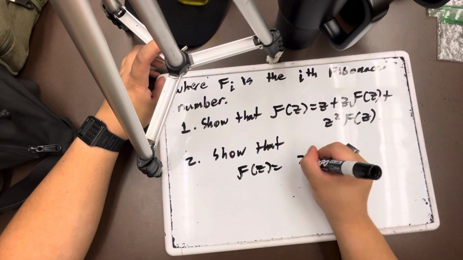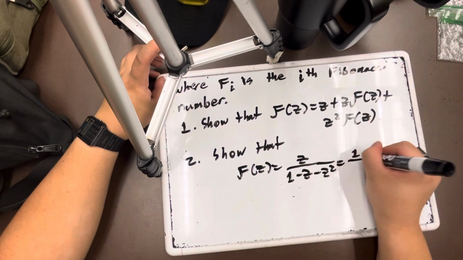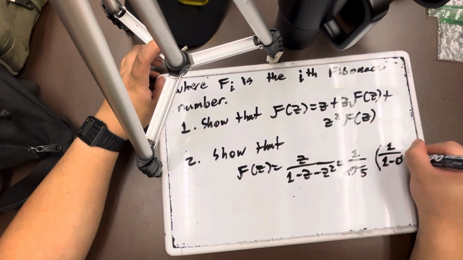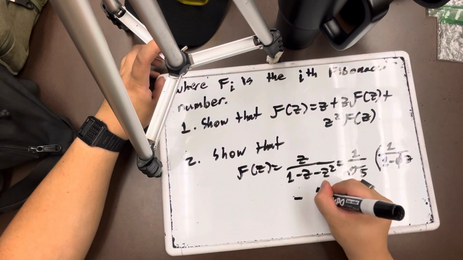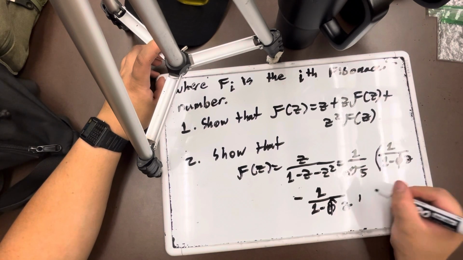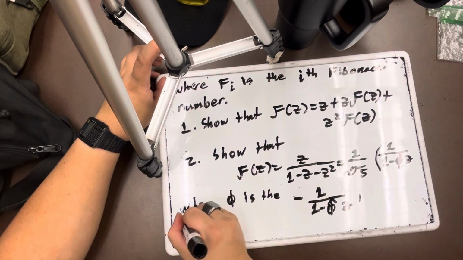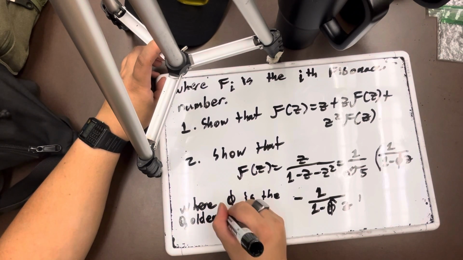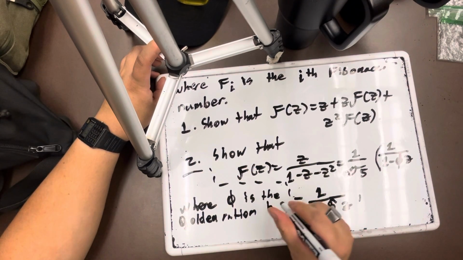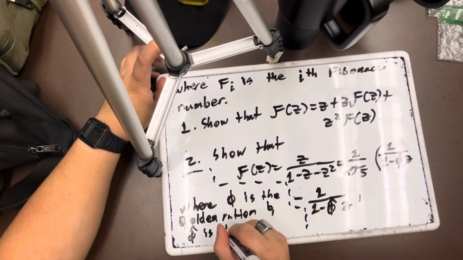F of z is equal to z over 1 minus z minus z squared, which is equal to 1 over the square root of 5 times open parentheses 1 over 1 minus phi times z minus 1 over 1 minus phi hat times z, where phi is the golden ratio, and phi hat is its conjugate.